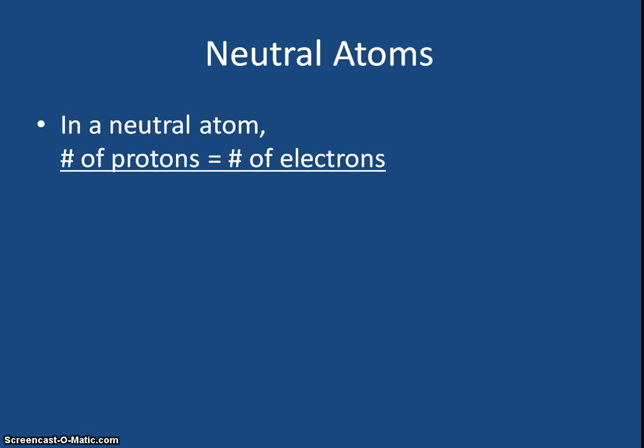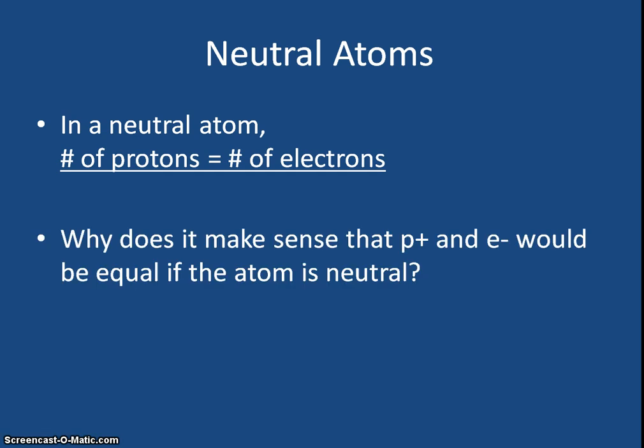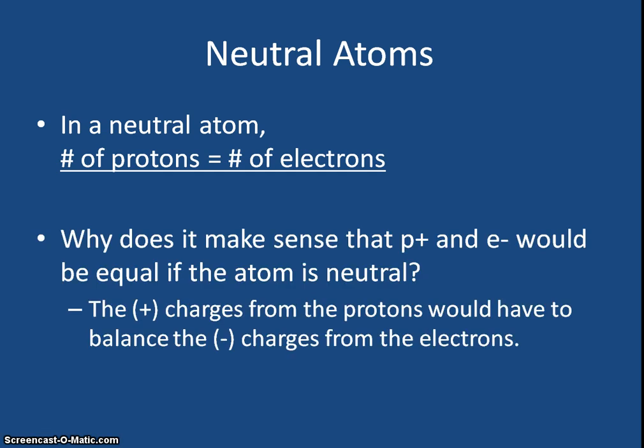In a neutral atom, we already talked about protons having a positive charge and electrons having a negative charge. So if the entire atom is balanced out, meaning that it's neutral, what it's telling you is that you have the same number of protons as electrons. So if you know the atomic number of an element and you know that it's neutral, then you can say that the electrons are going to match the protons. The reason it makes sense that the protons and electrons are equal is because the neutral charge has to cancel out the positives and negatives. So the positive charges from the protons have to balance the negative charges from the electrons.